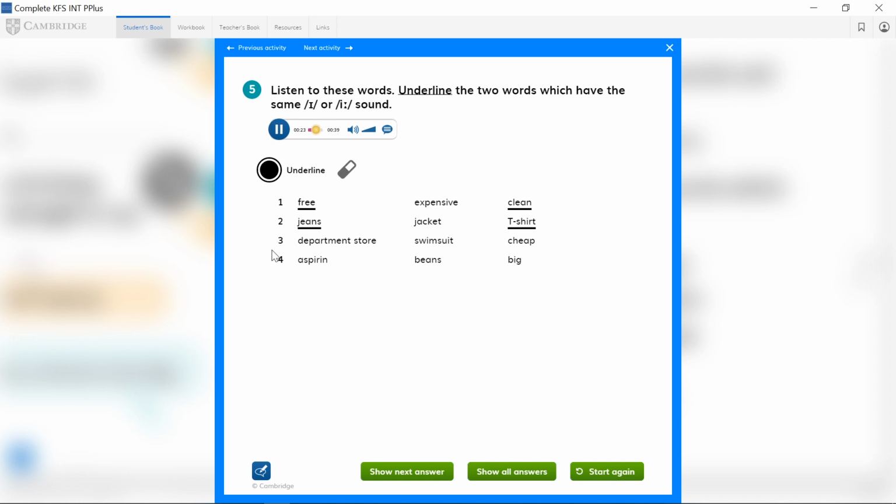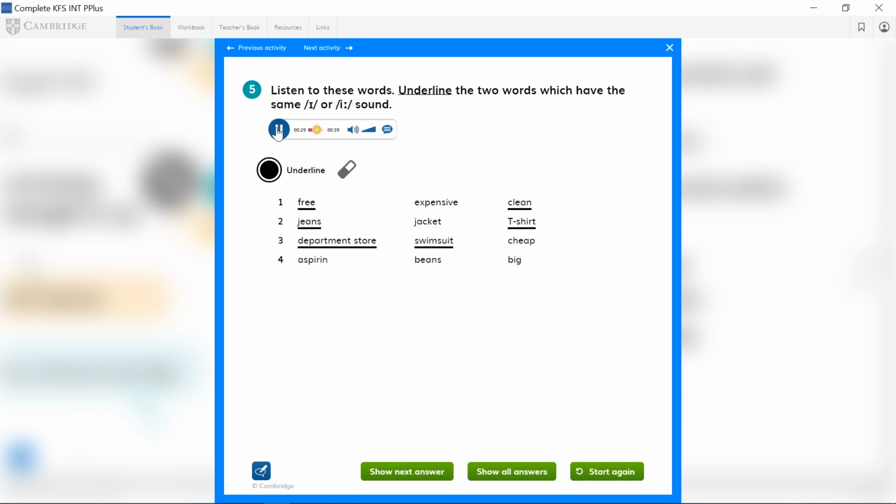3. Department store, swimsuit, cheap. Okay, department store, swimsuit, cheap. Oh, guys, this is very easy. This one has the same short I sound as in department store. And not cheap, because cheap has the E sound. So we have the swim, in, okay?